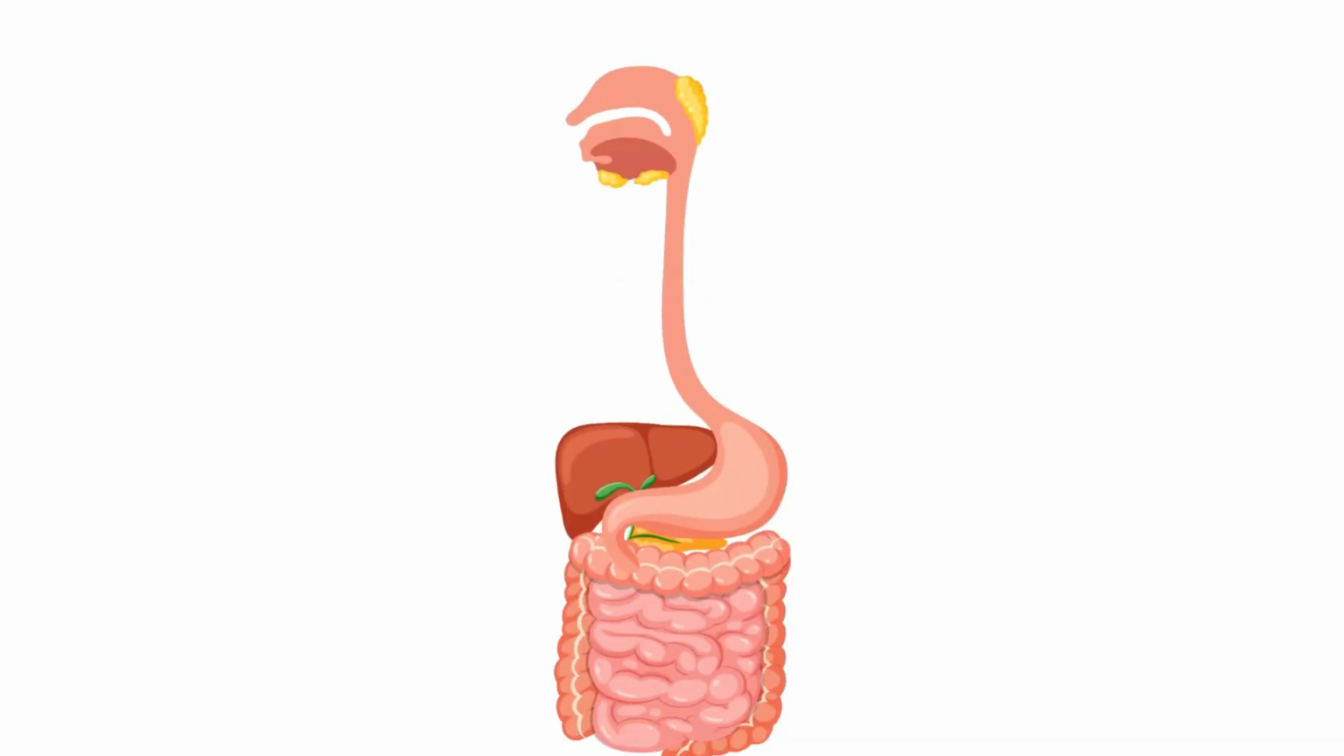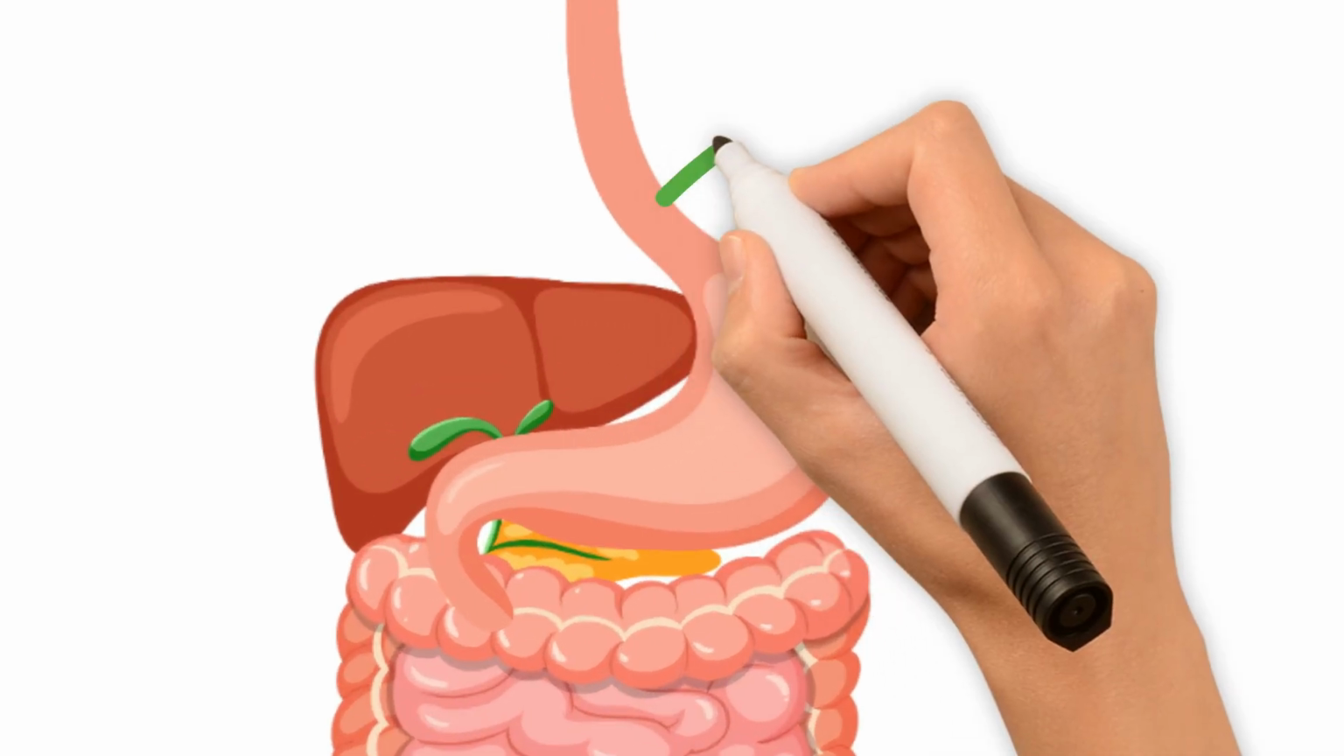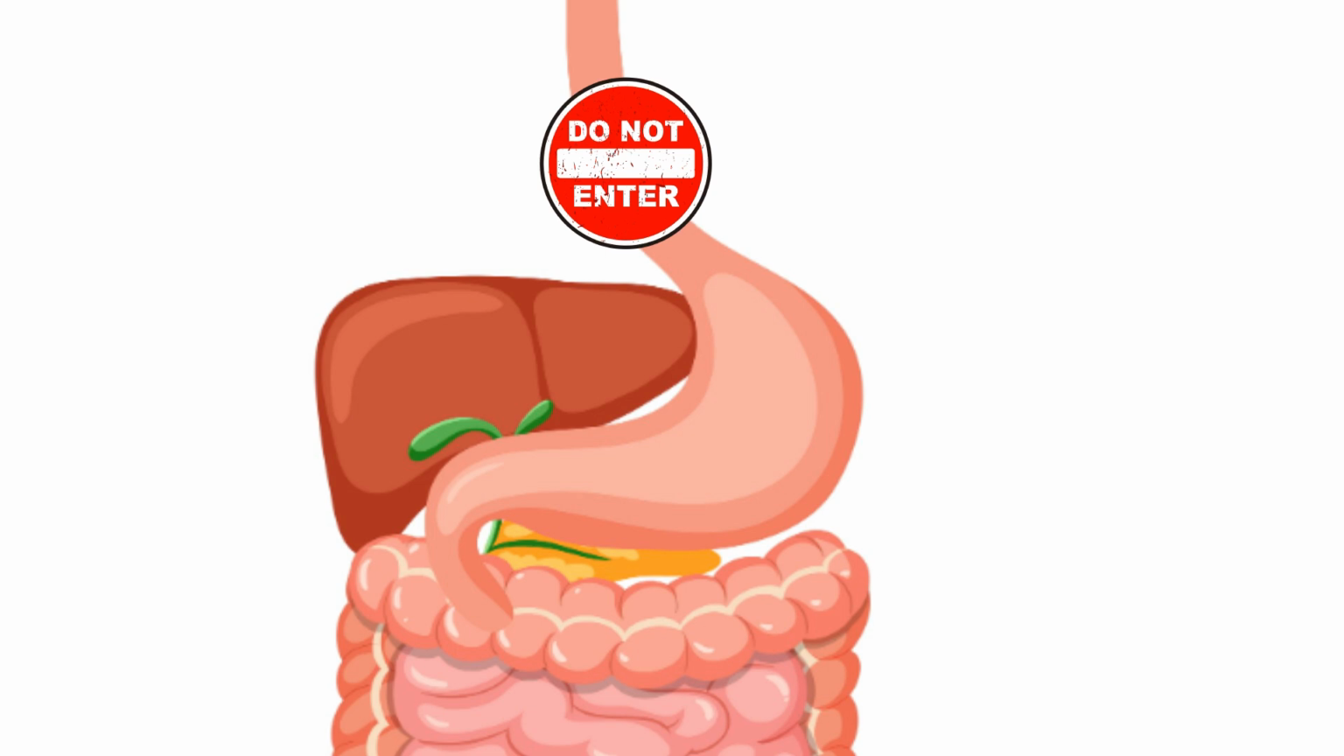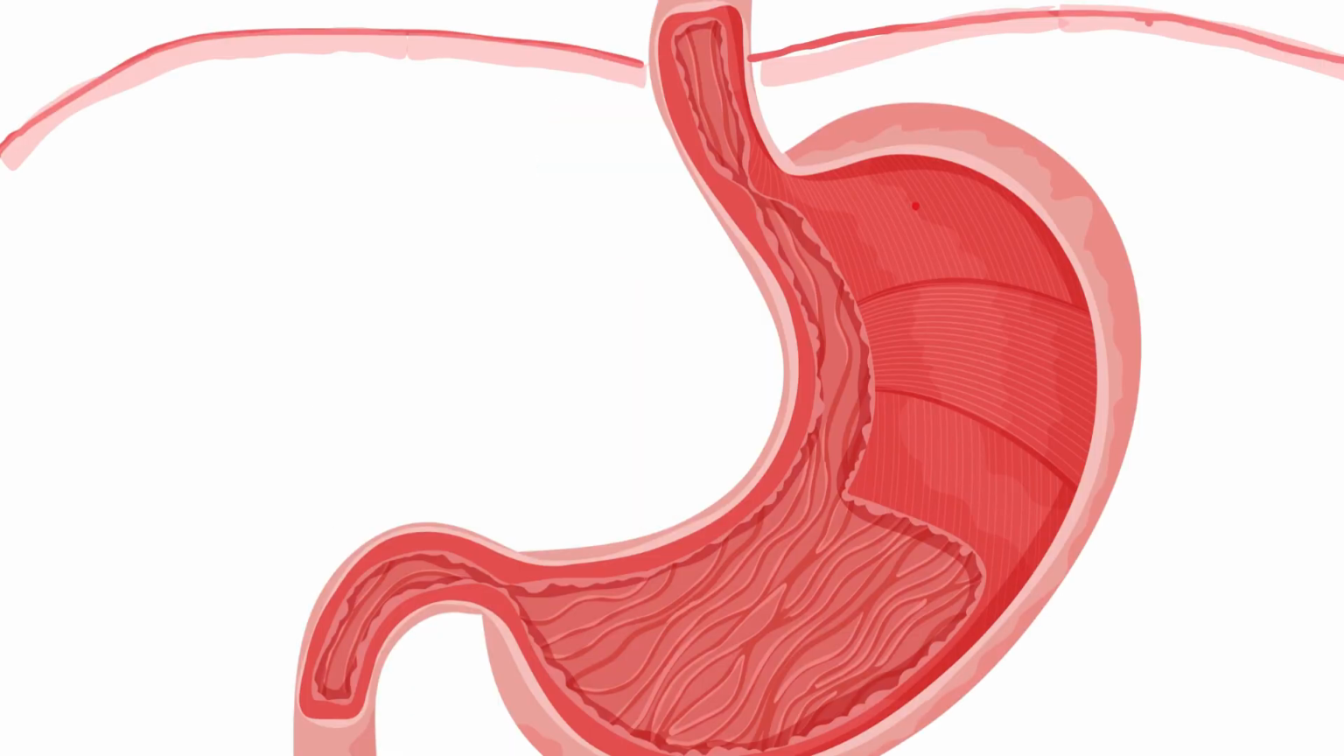But before the food bolus enters the stomach, we have the lower esophageal sphincter. Unlike the rest of the esophagus, the musculature of the lower esophageal sphincter is tonically active, but it relaxes on swallowing. Because of this sphincter, gastric contents won't be refluxed back into the esophagus in between your meals. This lower esophageal sphincter is made up of three components.